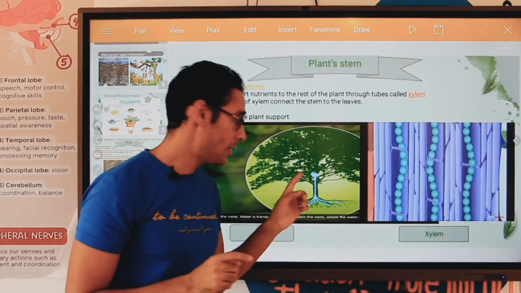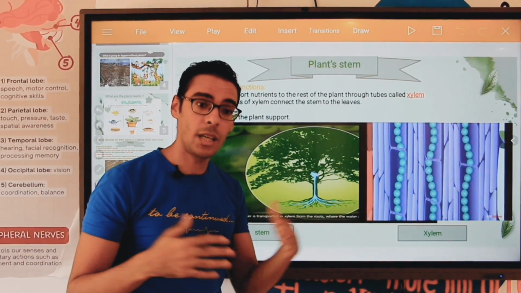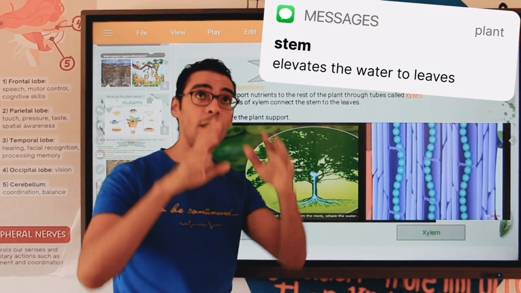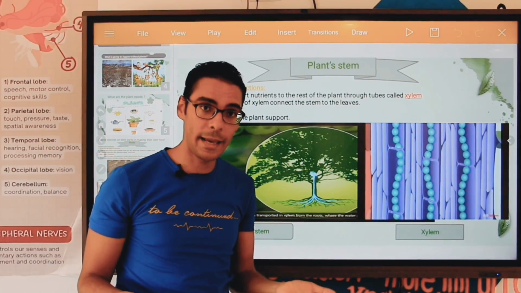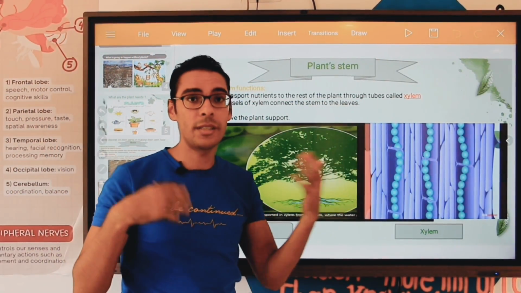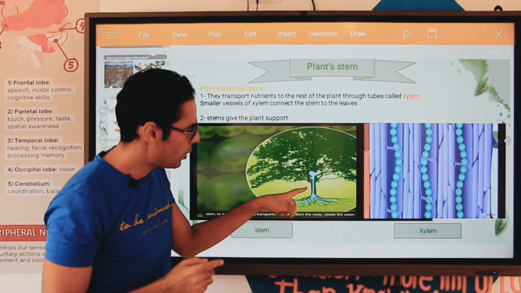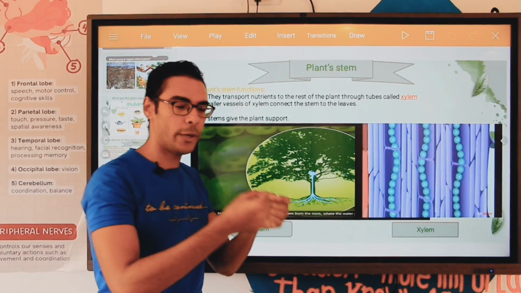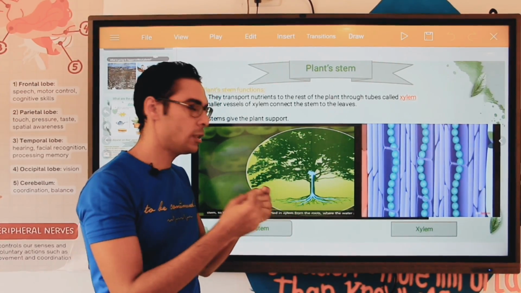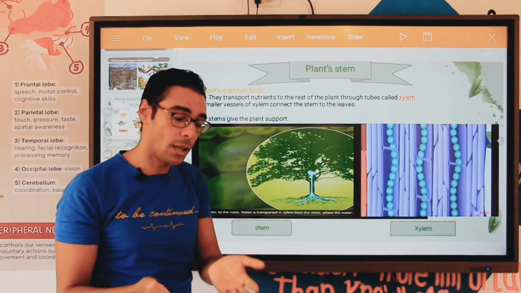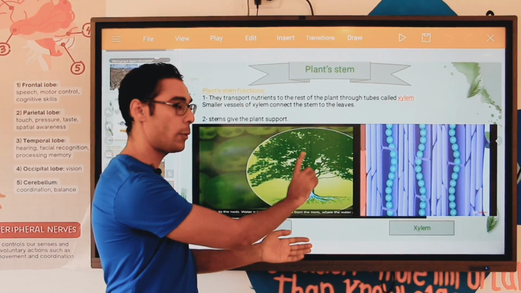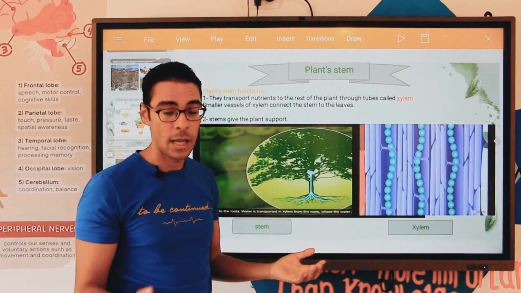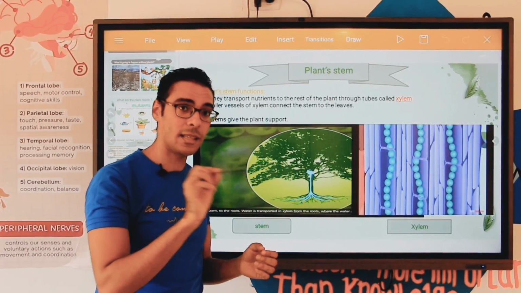Actually, no. So the stem is really important in taking the water from the roots, giving it to the upper parts of plants, which are leaves, flowers, and so on. So the stem here actually is a kind of transporting system, or it's a kind of delivery. It delivers the water from the roots upward to the other plant parts. Let's see what happens inside the stem deeply.